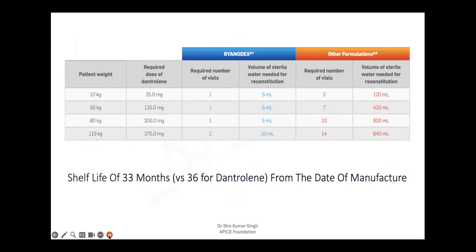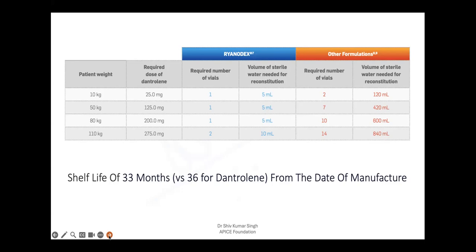So this is comparing the two, Rhinodex and the usual formulation, and you can look at it. Dose is given, so a 50 kg person requires 125 milligrams, and the new one requires just 1 vial. Whereas if you're talking about the standard one, you require 7 of them, and you need to reconstitute that.